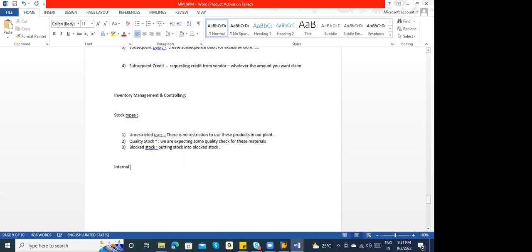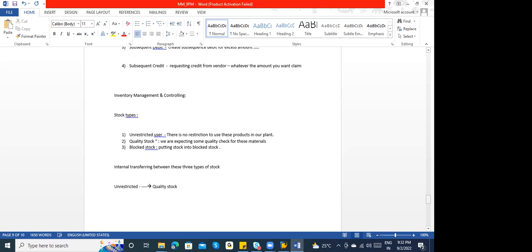We have internal transferring between these three stock type levels. What do you mean by internal transferring? Suppose we move stock to unrestricted, and by looking at it, it's good, but later we understood that it's not good. Then we move this unrestricted stock to quality stock. It is in the same location, but we are moving it to the quality category.